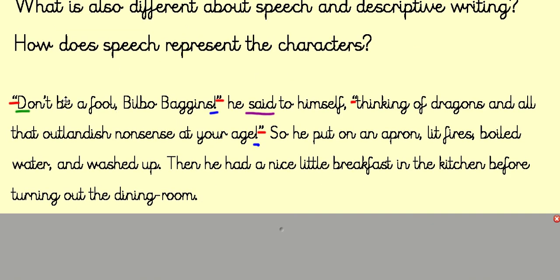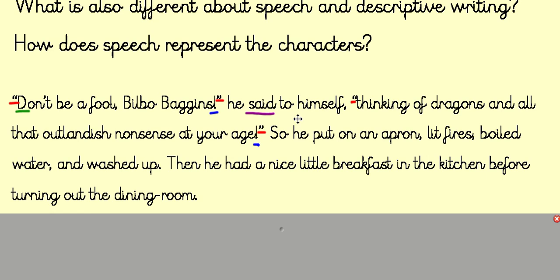So here, Bilbo Baggins actually feels like a fool. He feels like a fool because he shouldn't be thinking about all this outlandish nonsense and quests and dragons at his age or as a hobbit. They don't do that sort of thing. So this portrays Bilbo thinking that he's just being silly and he needs to stop and he needs to change the way he's thinking. So actually this really helps portray Bilbo as a character, and that's what speech does.